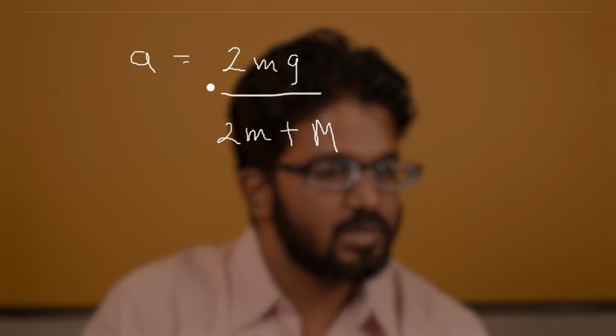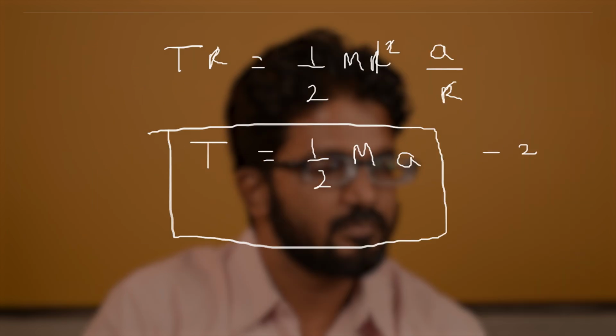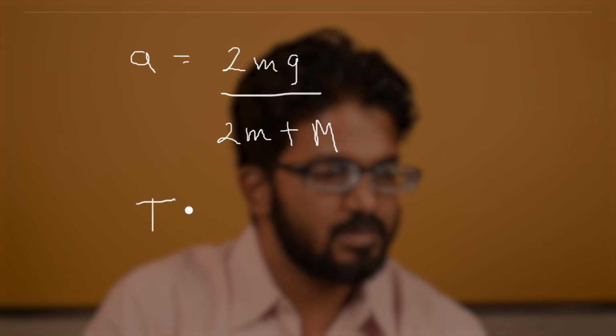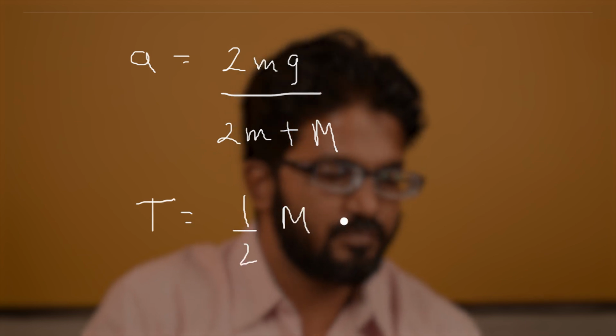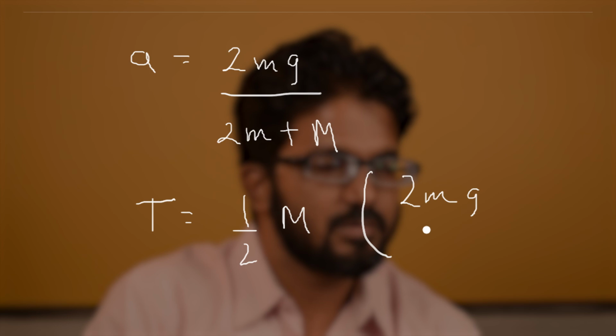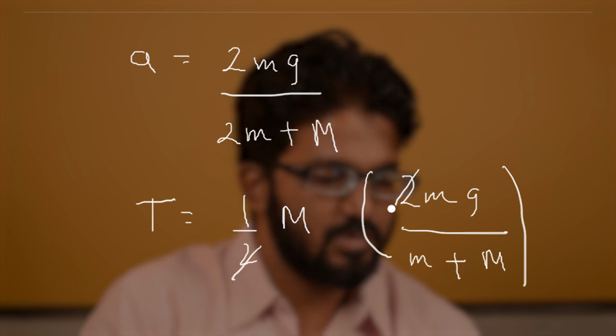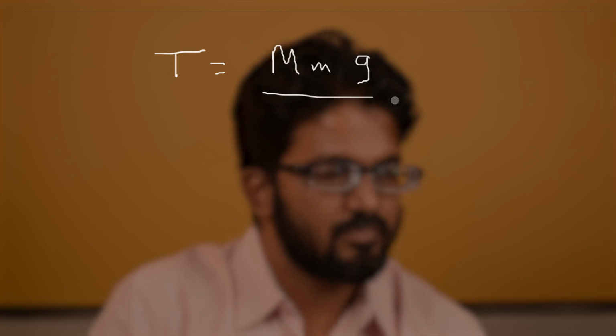Applying it to the tension that we have solved, T is equal to half of Ma. In place of a, we have T is equal to half of M times 2mg upon 2m plus M. So this can be written as tension is equal to Mmg by 2m plus M.